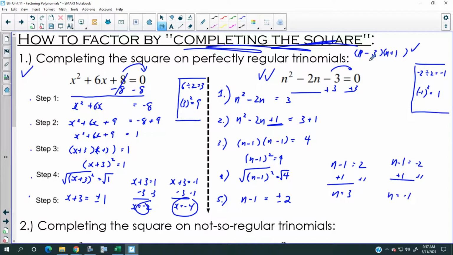And wasn't that the answer, right? Because this is n equals 3, and this is n equals negative 1, right? After you set it to 0. So there you go. Okay, that's how you do that.